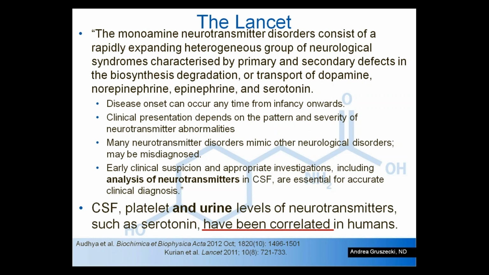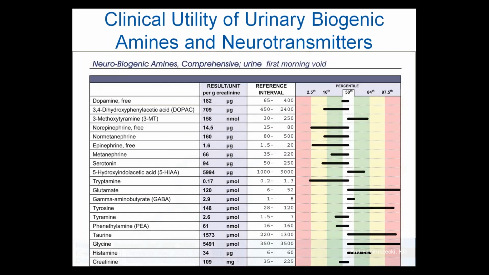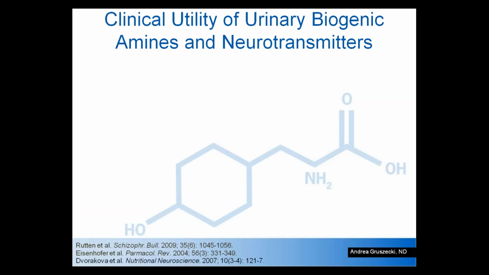Now, platelets were most strongly correlated in this particular study. However, other studies have shown that platelets can sometimes have stability issues during collection and transport. Urinary neurotransmitters are much more stable and reliable in their use as a screen or a diagnostic tool. The urinary biogenic amines, or neurotransmitters, provide an overall assessment of a patient's ability to synthesize and metabolize neurotransmitters, which must occur in both the peripheral nervous system and behind the blood-brain barrier in the central nervous system.